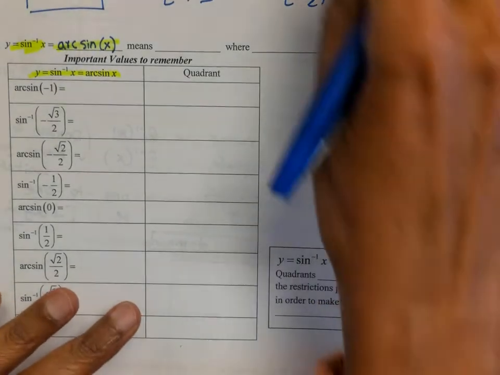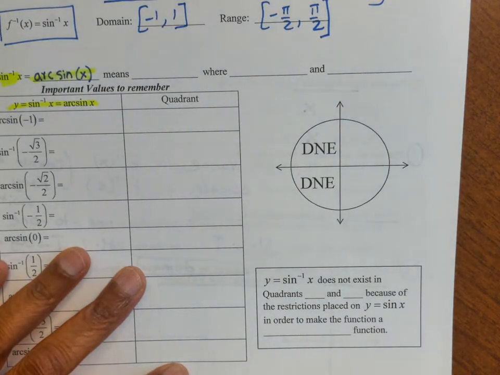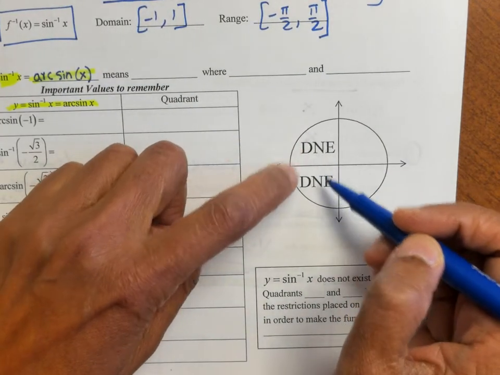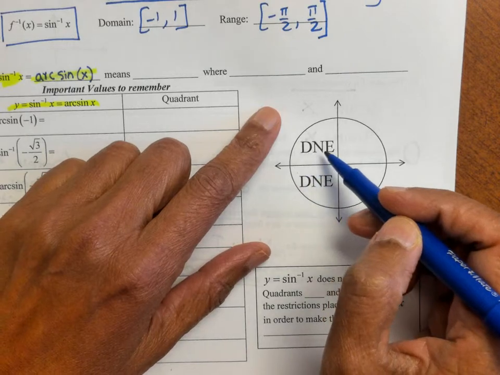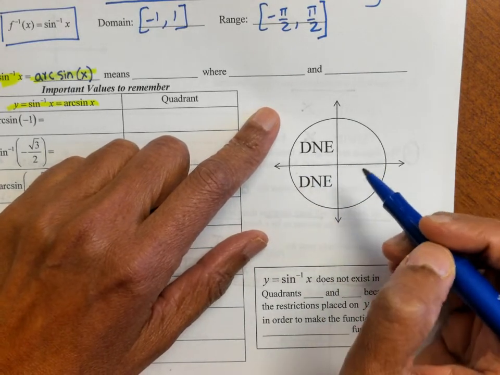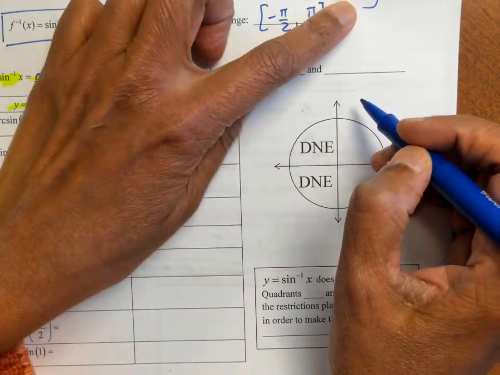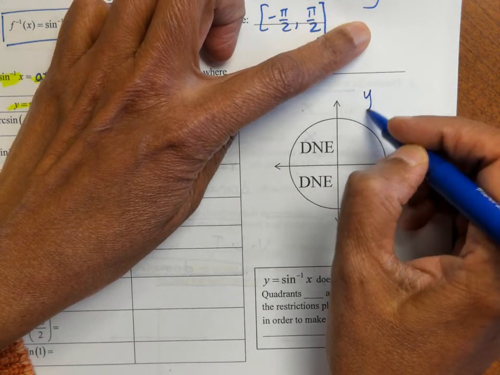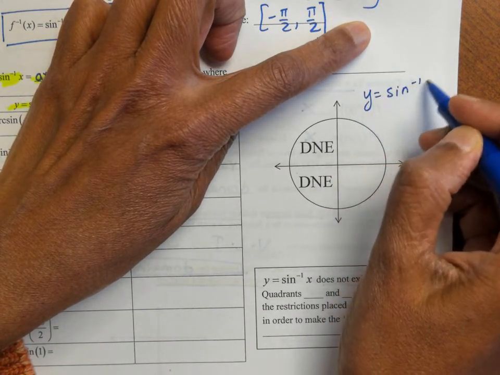Okay, this circle is important. It is your unit circle, and you see quadrant 2 and quadrant 3 saying D and E does not exist, and why? The reason is this is the circle for y equals sine inverse of x.